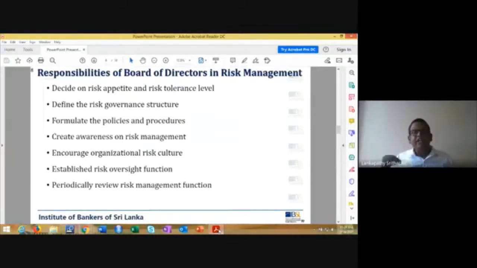The risk management functions of a bank, finance institution or any other company: first they have to decide the risk appetite. What is risk appetite? The level of risk they are ready to accept for a particular time period, or from particular investments, or from a particular operation of the bank. The risk appetite is the level of risk the bank is willing to take related to a particular operation of the banking or financial business.